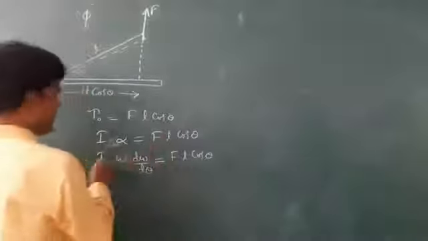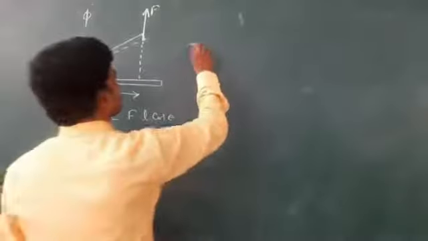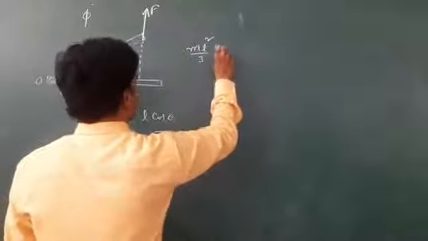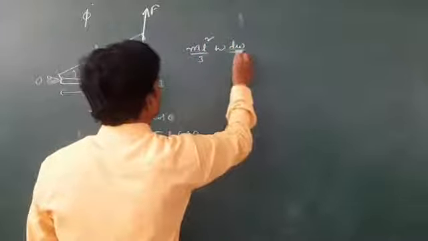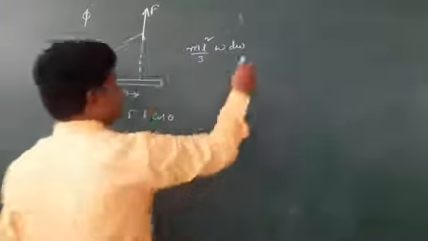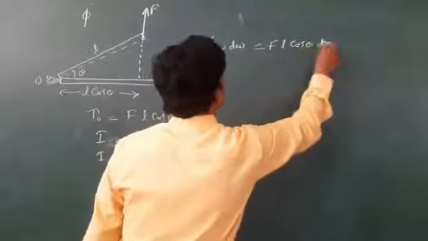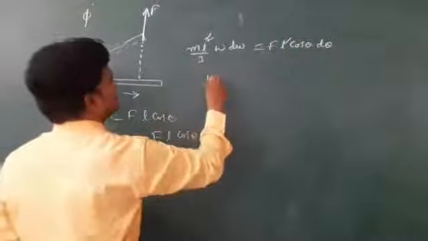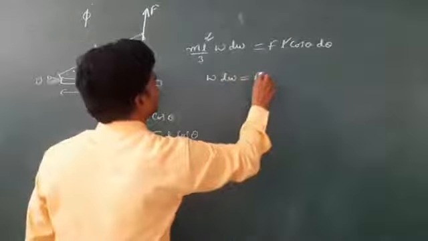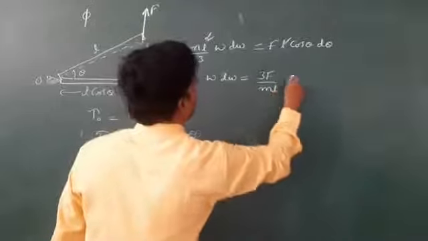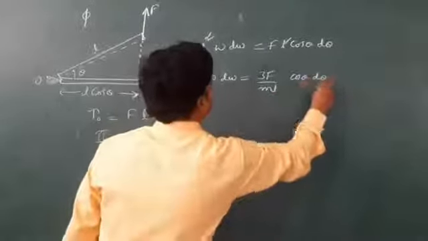So I is ml square by 3. ml square by 3 omega d omega equals FL cos theta d theta, taking this d theta to the right side. One L you can strike off. Omega d omega equals 3F by ml cos theta d theta.